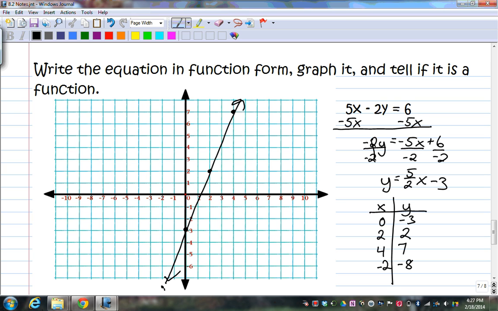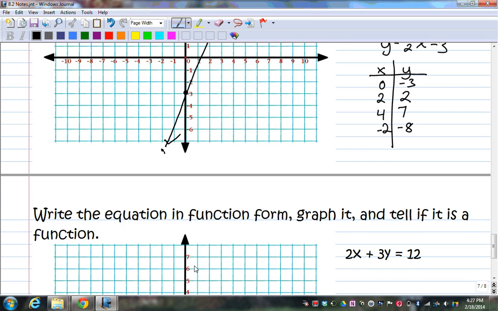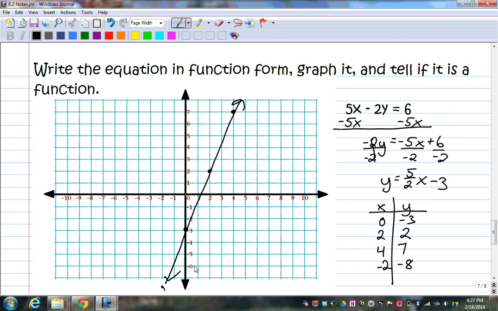Pretty cool. We'll do one more sample. Okay. I want you to write this in function form. Oh, wait, I didn't answer the question completely. It says tell if it's a function. What? I forgot to do that. Because remember that all of these points here make a relation, and we have to tell if they're a function.